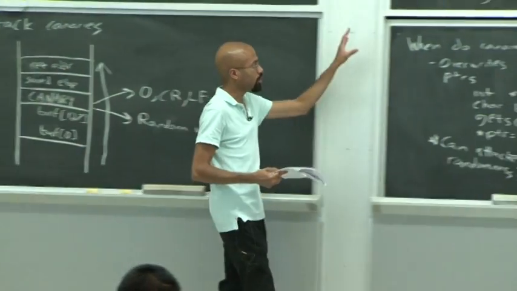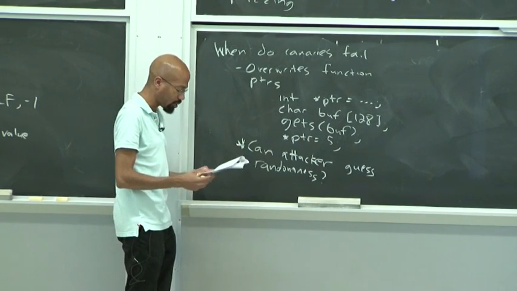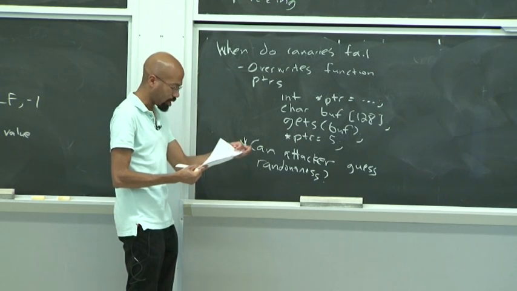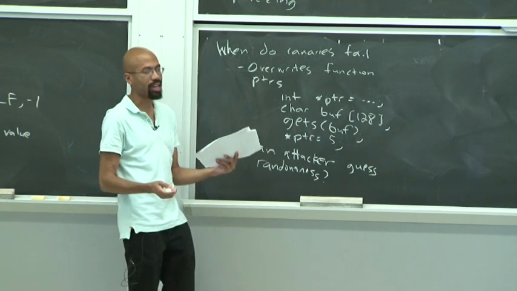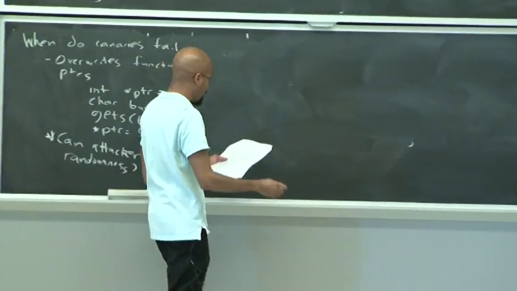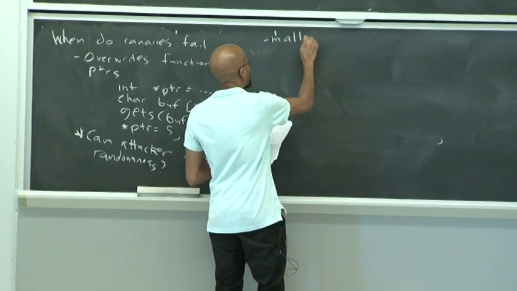So, all right, those are some situations in which the canary can fail. There are some other places in which it can fail too. For example, one way that it might fail is with malloc and free attacks. This is sort of a uniquely C-style attack. So let's see what happens here.